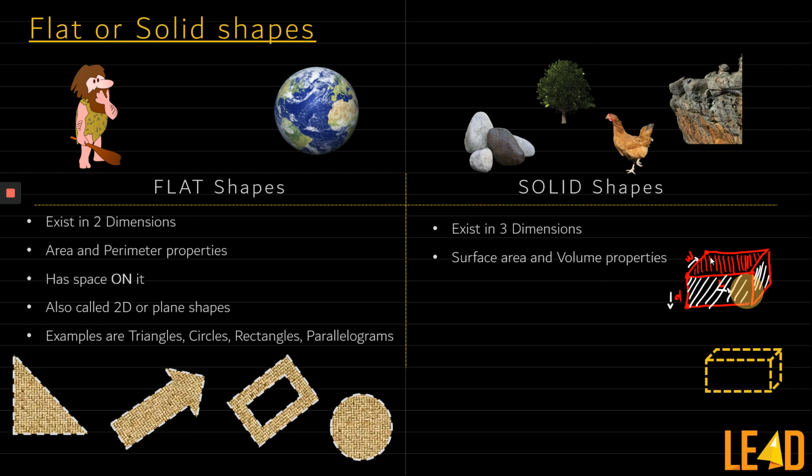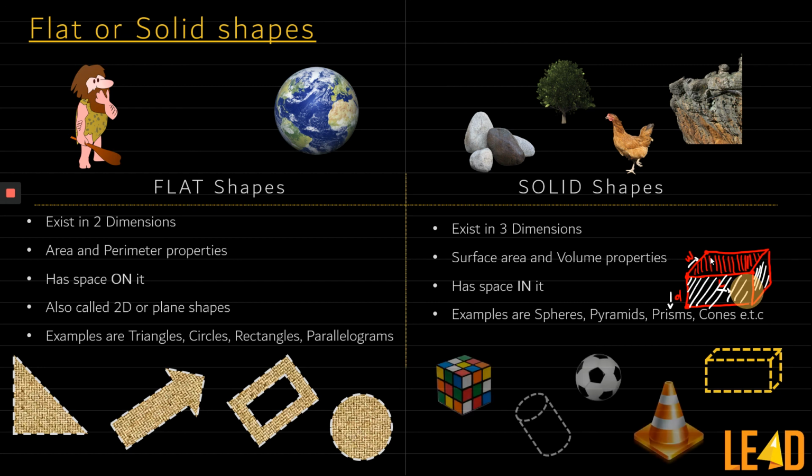While volume speaks about the space in the shape, right? So how much can it contain in it? So such a shape has space in it. Examples are stairs, pyramids, cones, and so on and so forth.